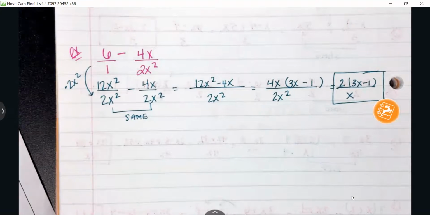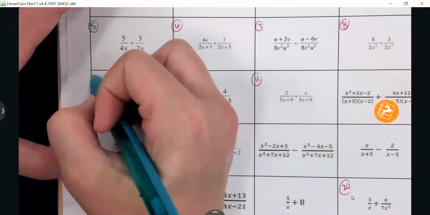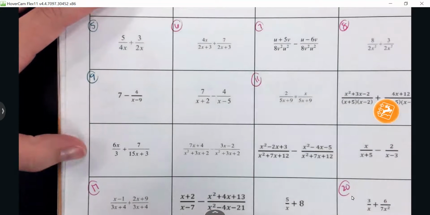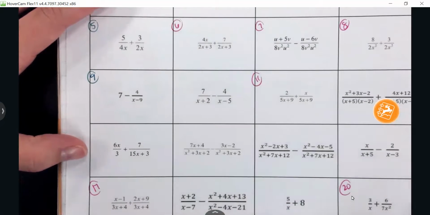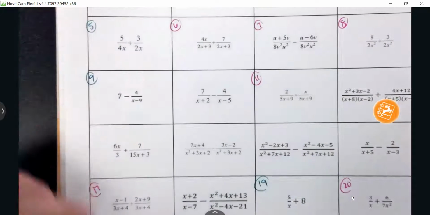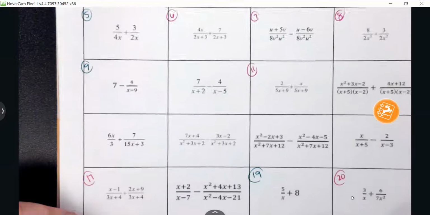Let's see. So now on your paper, I'd like for you to do numbers 5, 9, 19. Go get those done for me next. 5, 9, and 19, please.